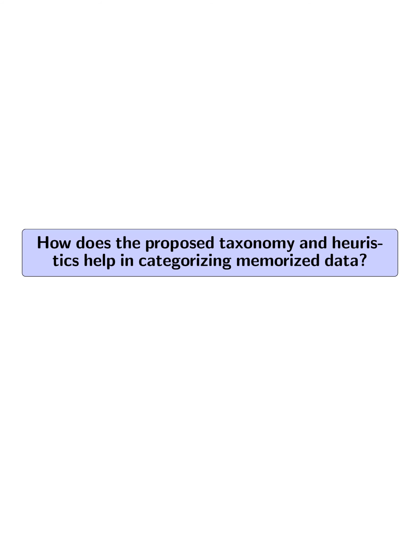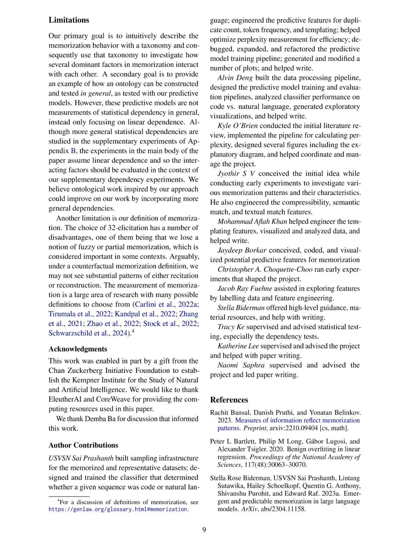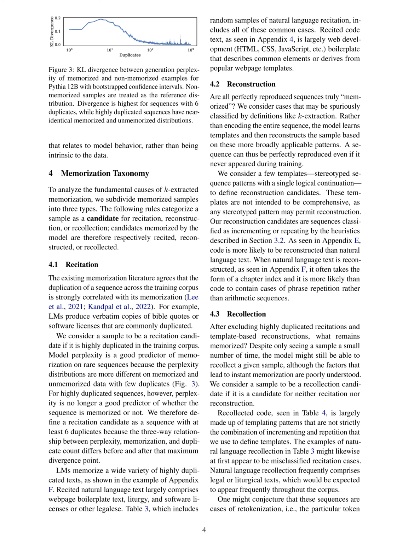How does the proposed taxonomy and heuristics help in categorizing memorized data? The proposed taxonomy defines three types of language model, LM, memorization, based on colloquial descriptions of human memorization behavior. The taxonomy categorizes memorized data into recitation, reconstruction, and recollection. Recitation involves highly duplicated sequences. Reconstruction involves memorizing templates and reconstructing samples based on patterns, and recollection involves memorizing rare sequences seen infrequently during training.